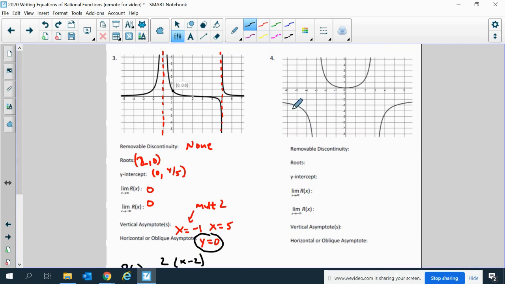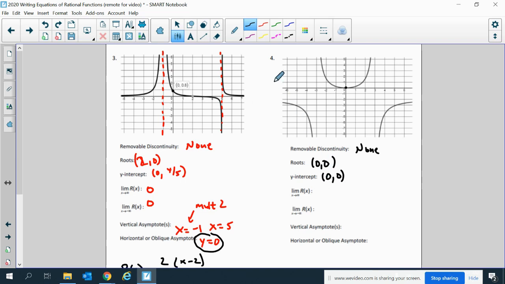Okay, number 4. Removable discontinuity. It appears there are none. I have potentially a root at 0, but I'm not so sold on that. We'll look at it in a second. The y-intercept, I'll say it's at 0, 0, because it does not appear that the point was labeled in advance, so it probably crosses at 0.